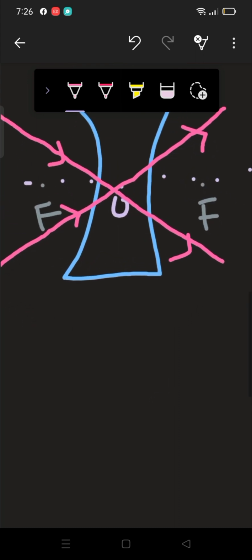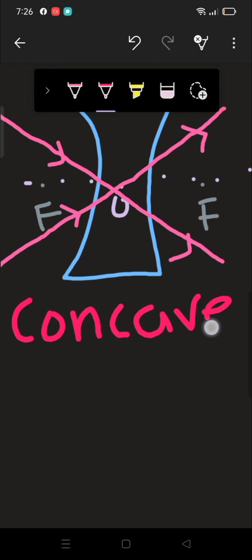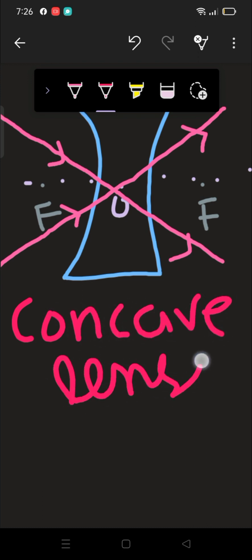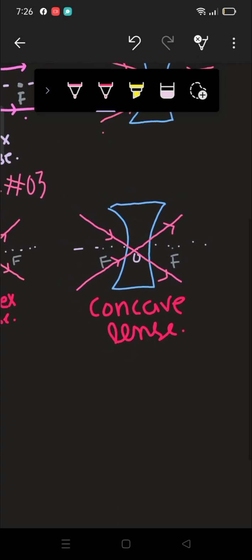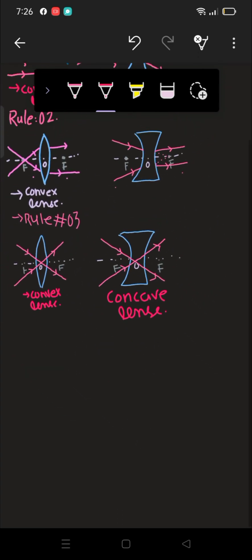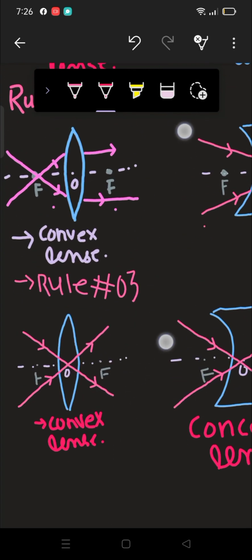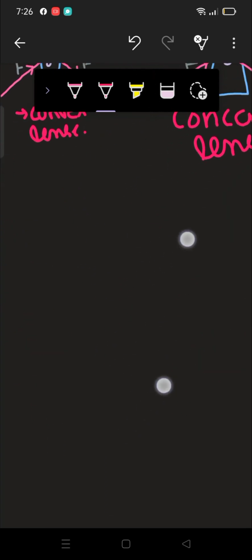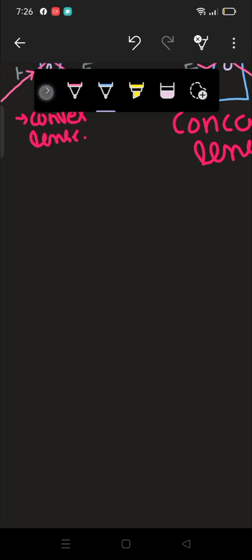So this is for what? This is for the concave lens, the biconcave lens. As we have read about these 3 rules, now I am going to show you how an image is formed by using these rules. So I am going to make the diagram here.